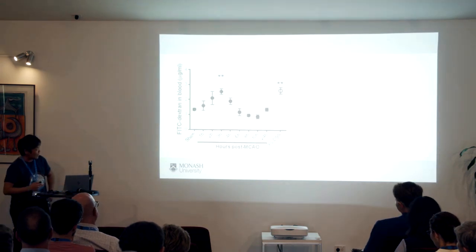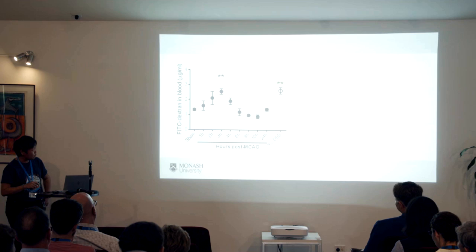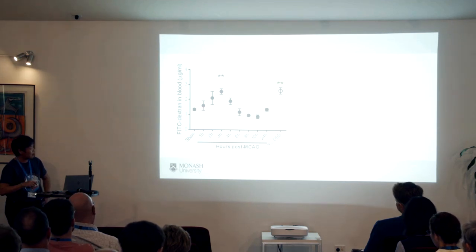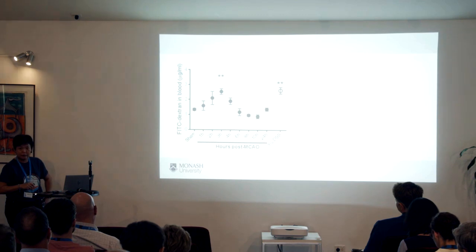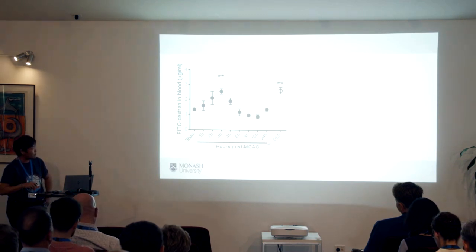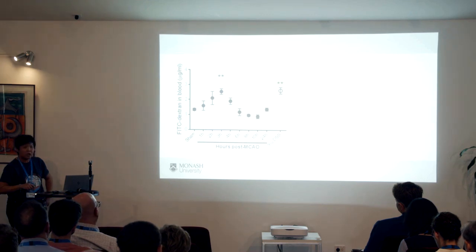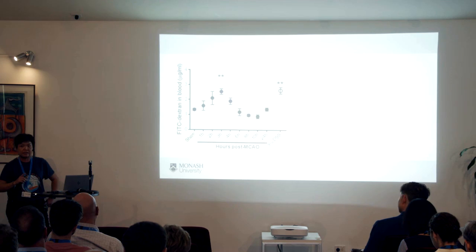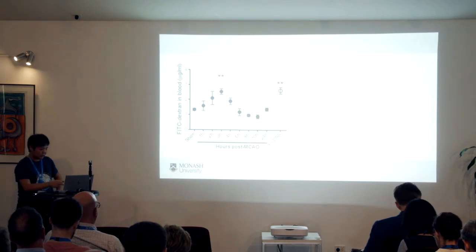So I took the gut out of mice after stroke, and what I found was there was a transient breakdown of gut barrier after stroke. This happens within 3 hours after stroke onset. Now, this gut barrier dysfunction is very prominent because it's similar to the levels in mice that have colitis. The difference is that colitis is chronic gut dysfunction.